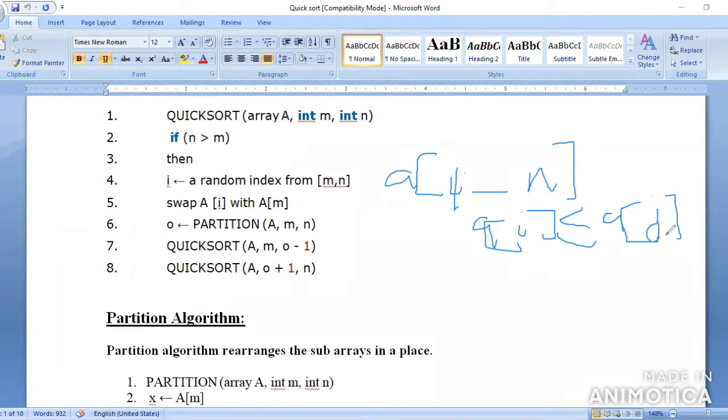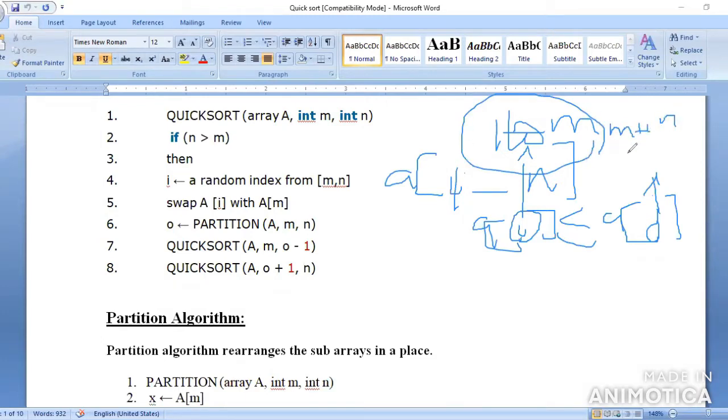For all i between 1 to m, and j between m plus 1 to n. So this is for i, this is for j: i is 1 to m, j is m plus 1 to n. So finally we get the elements from 1 to n, and you can sort independently, with no merging needed.